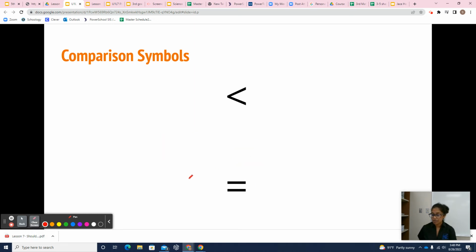Now, if I have 2 numbers that are the same, so let's actually do this. If I have 4 and I have 4, 4 and 4 are the same. So 4 is equal to 4. All right, fantastic.